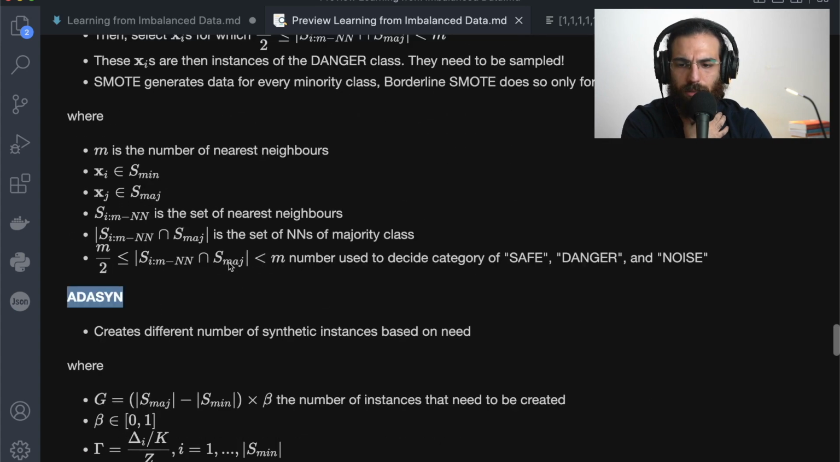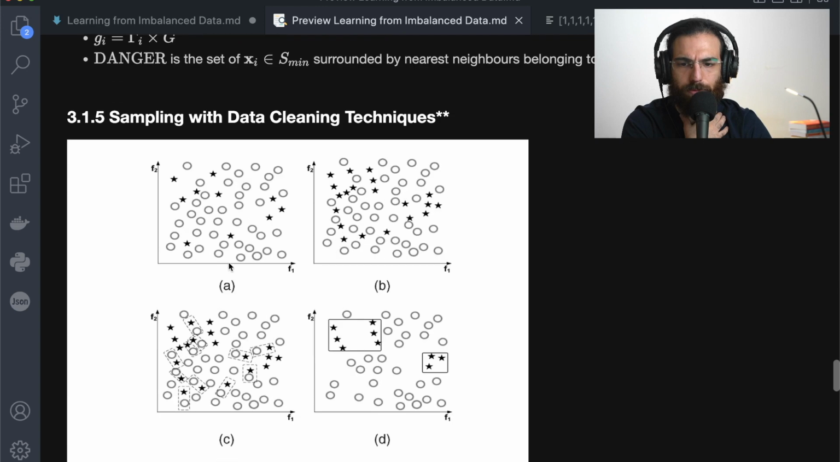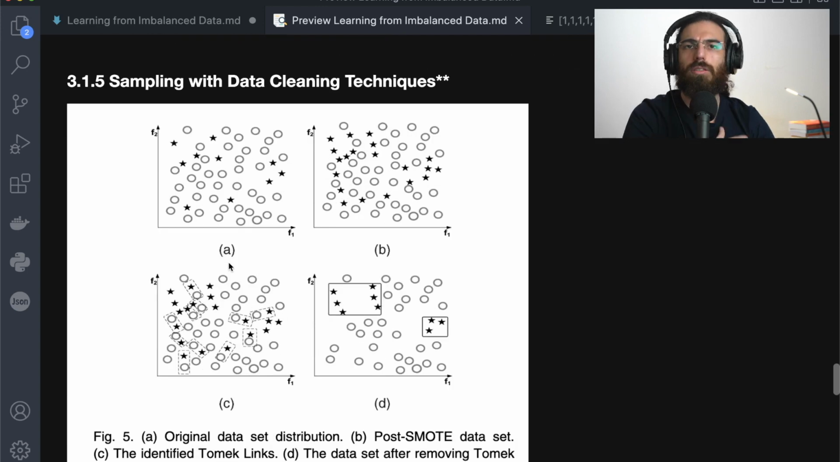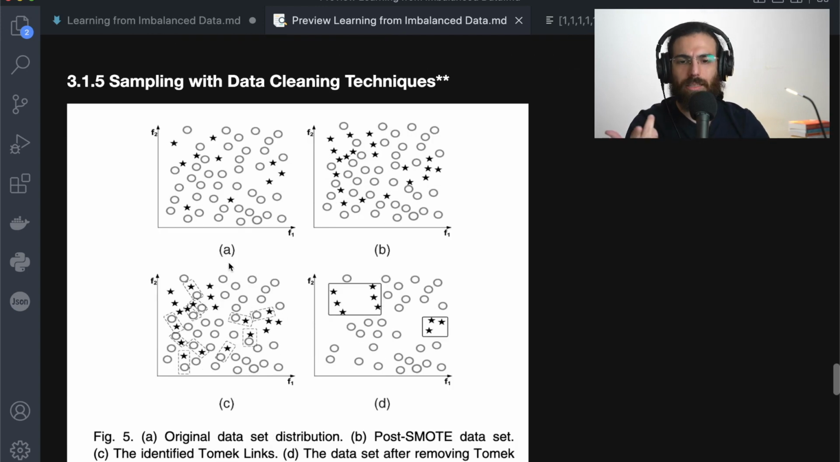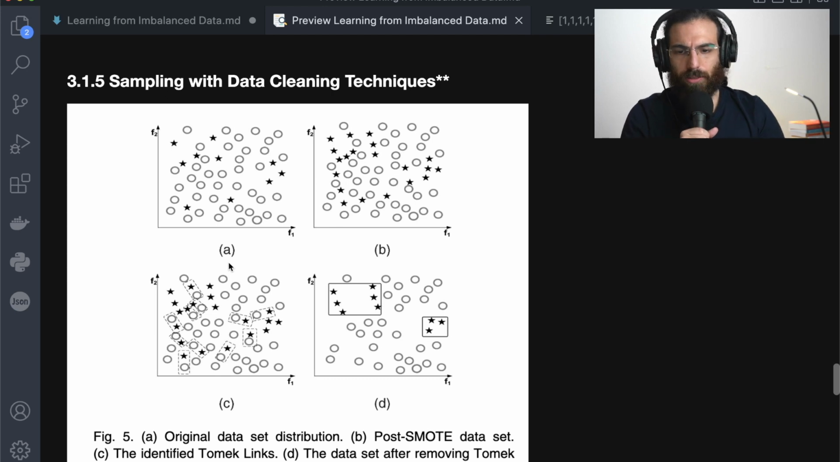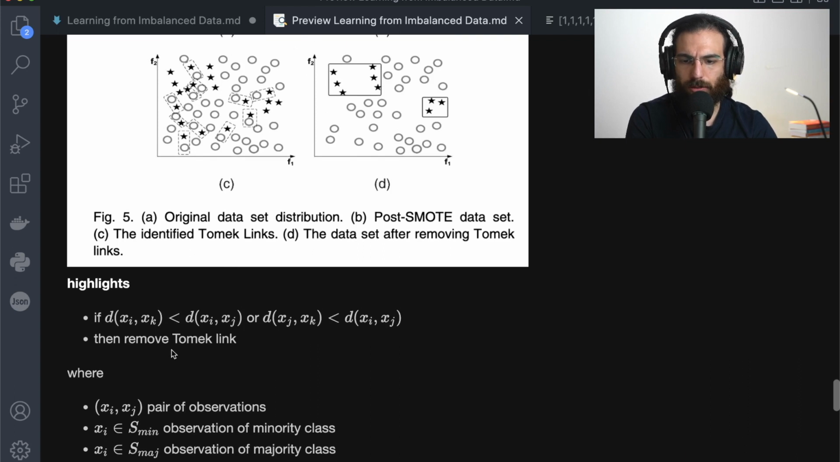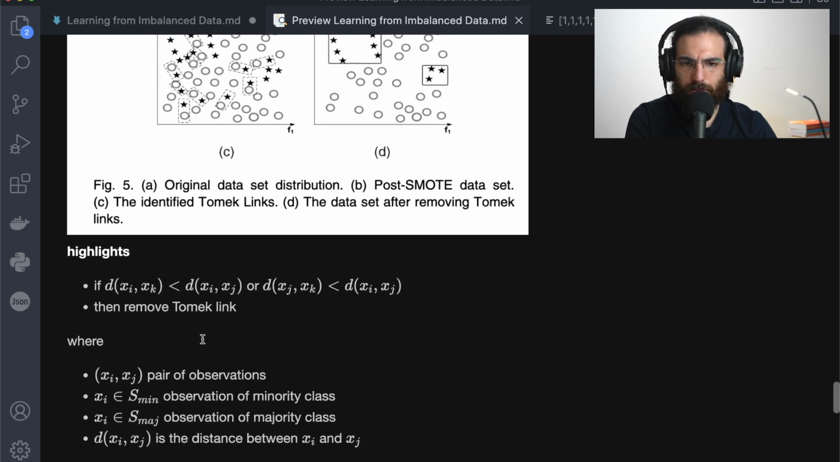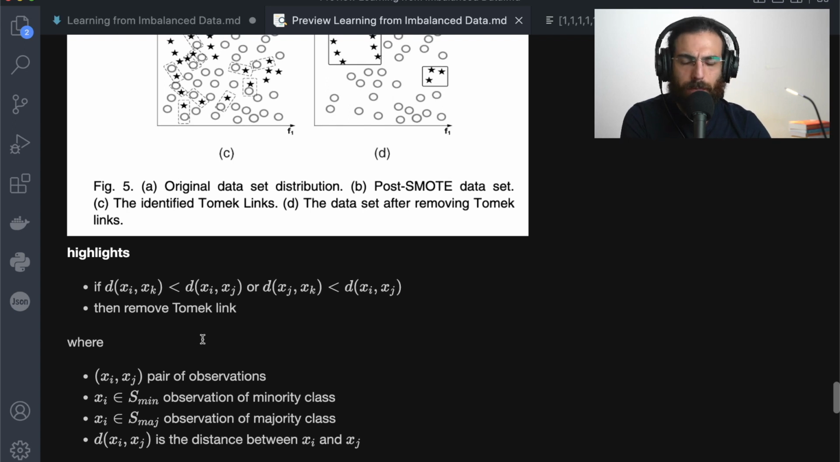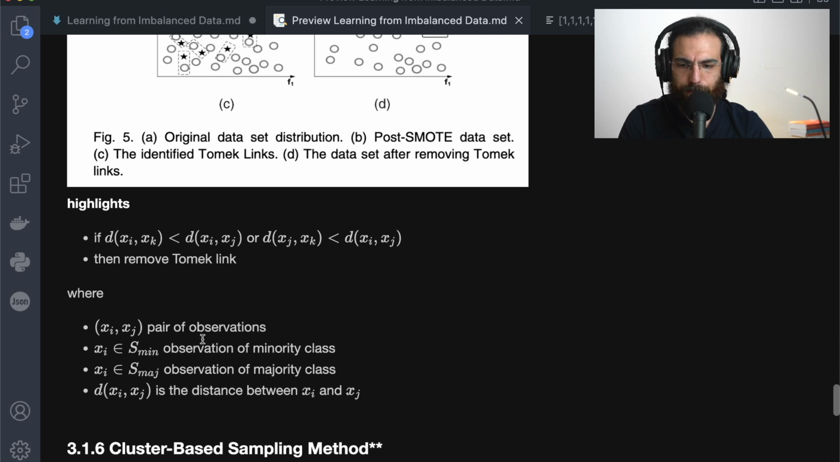Okay, let's move on. Then we have section 3.5, where, in addition to sampling, we also clean the data. So let's see how this is done. Let me look at the notes here. Yeah, so here we have these things called Tomek links. Tomek is the name of the author, and this is actually not a very recent paper. It's an older paper, but it's an interesting technique nonetheless.